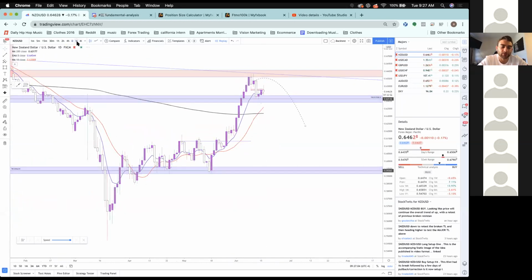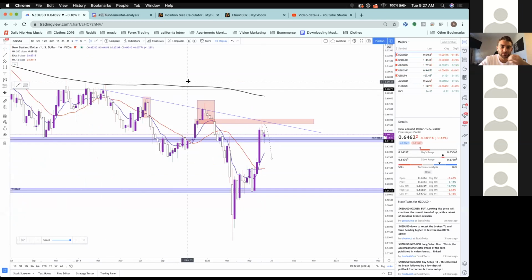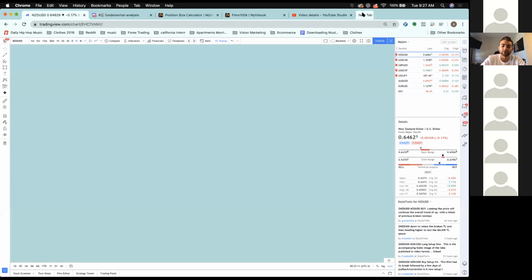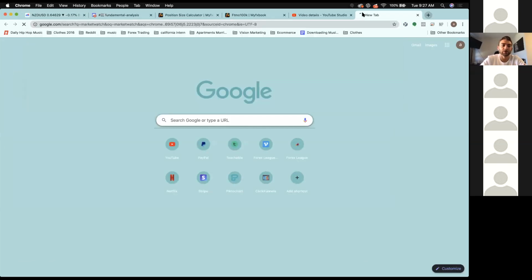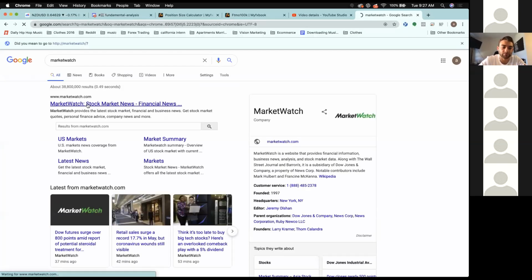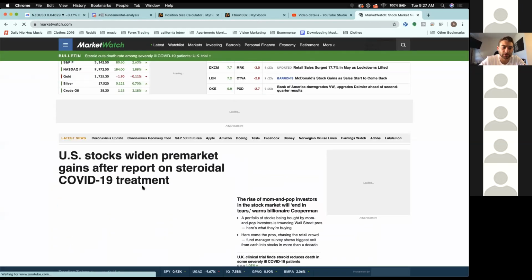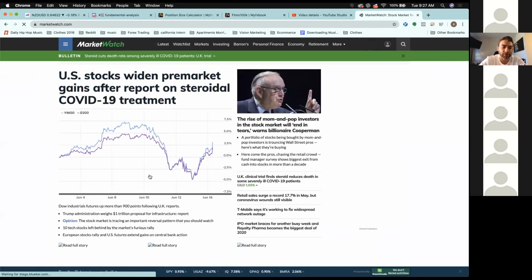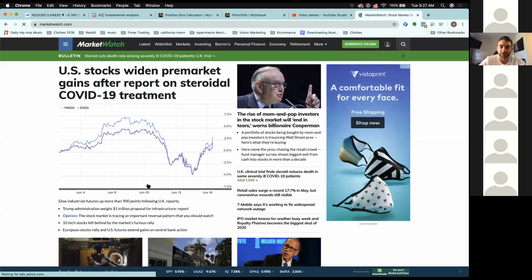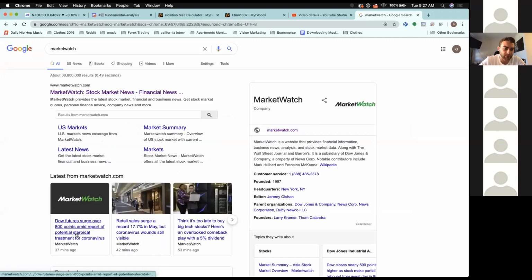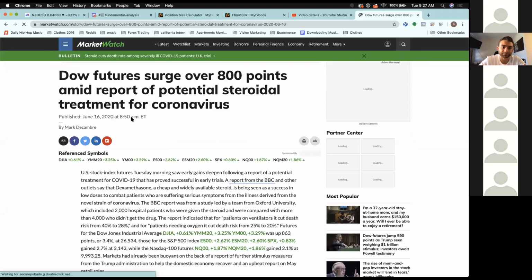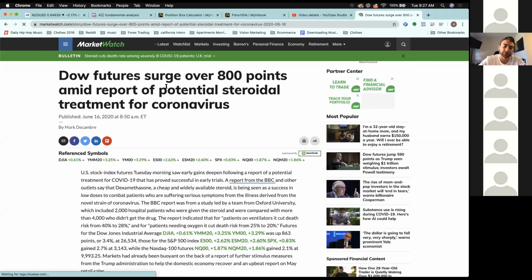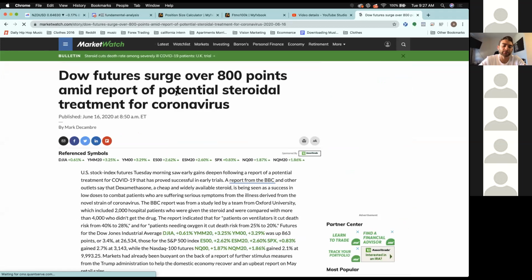Cool. So yeah, things have been pretty crazy. I mean, this news that just came out around the steroid that I guess improves treatment for COVID is pretty big right now. Widen gains after report on steroidal COVID-19 treatment. I think that the media is going to fling this around today. Of course, this is going to be a big speculation. People are always going to be making trades based on news, so this is going to be a short-lived kind of event in the market, if you will.